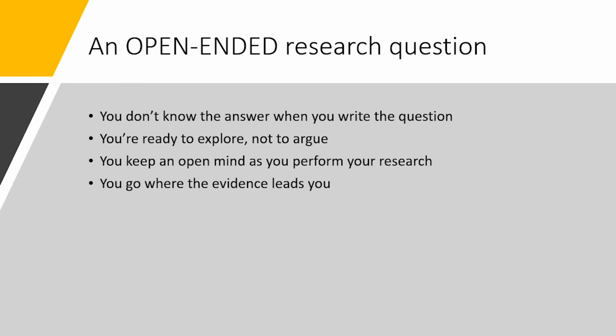A research question should be open-ended. In other words, when you write the question, you don't already know the answer. Secondly, you're ready to explore. You're not preparing to argue. You're going to be keeping an open mind as you perform your research to take into account all the possibilities because you're going to go where the evidence leads you. In other words, you haven't made up your mind what the answer is before you begin. Open-ended means just that.